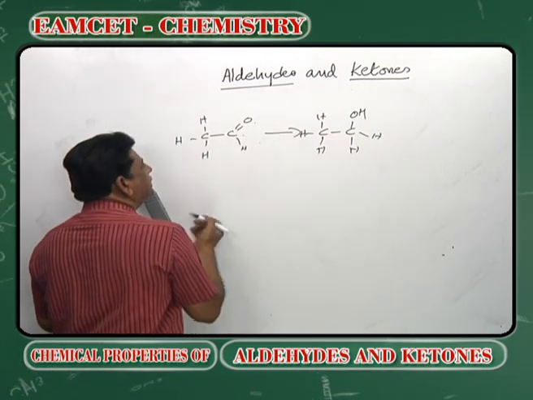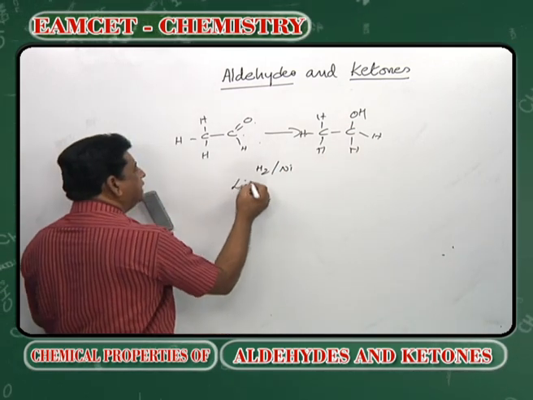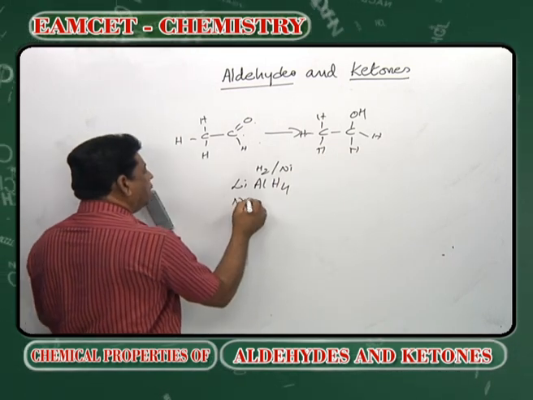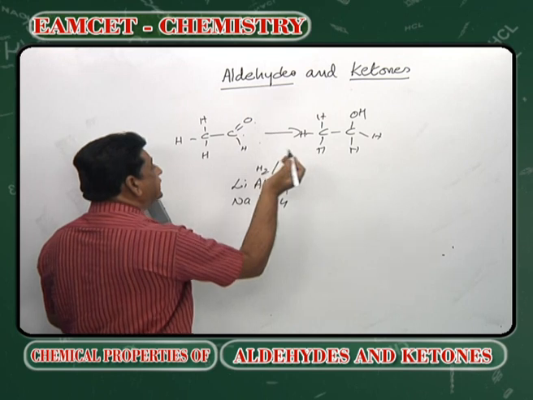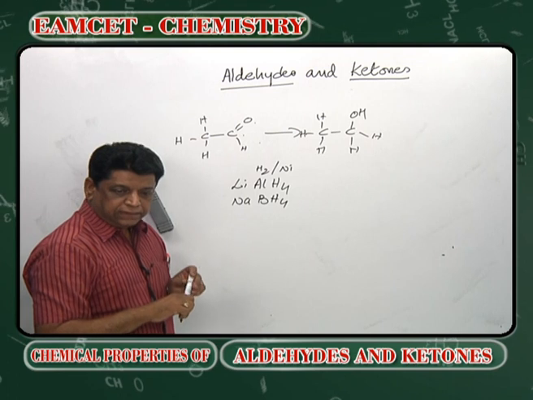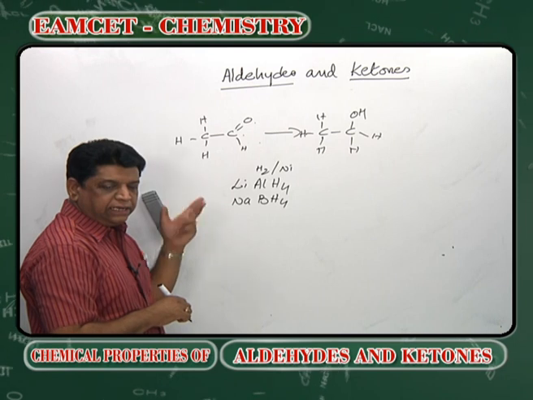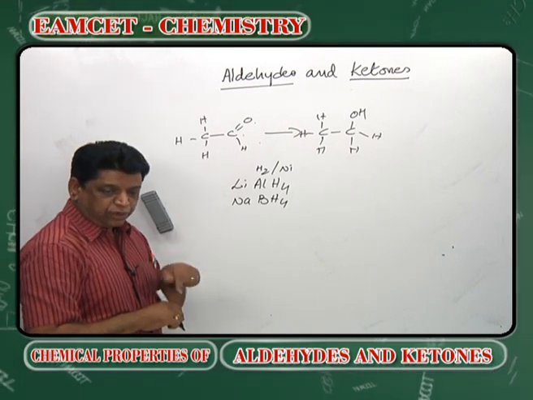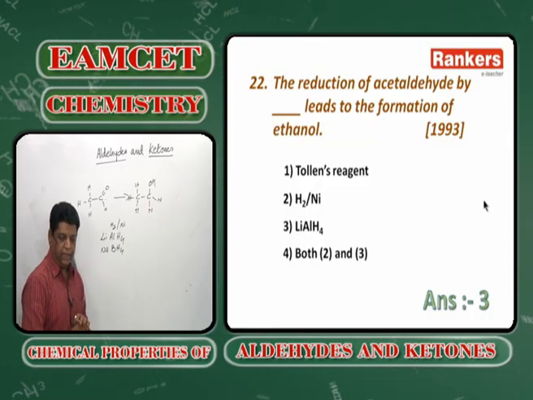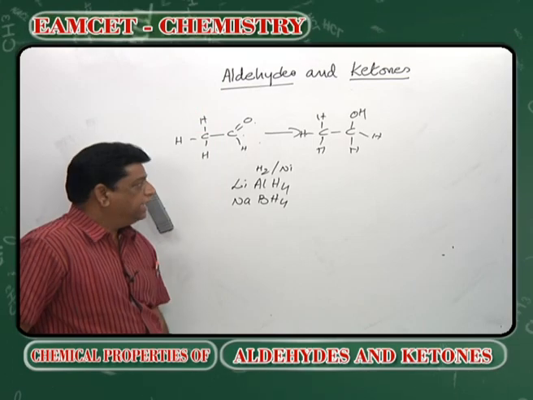So, 1H, for which you can take hydrogen and nickel, you will get this reaction. You can add lithium aluminum hydride, you will get this reaction. You can add sodium borohydride, you will get this reaction. Finally, you can also add what he has given. See, Tollens reagent is an oxidizing agent, therefore remove it. Hydrogen nickel is the right answer. Lithium aluminum hydride is also the right answer. So, therefore, I think 2, 3 is the right answer. So, answer 4 may be the right answer. Even hydrogen nickel will give ethanol. Answer 4 is the right answer.